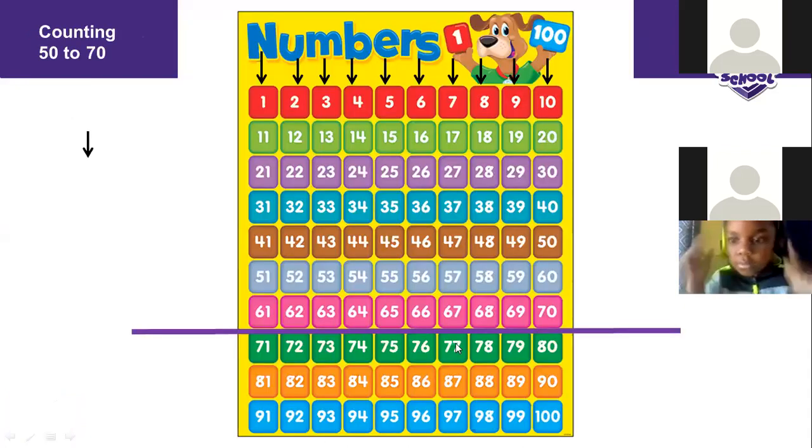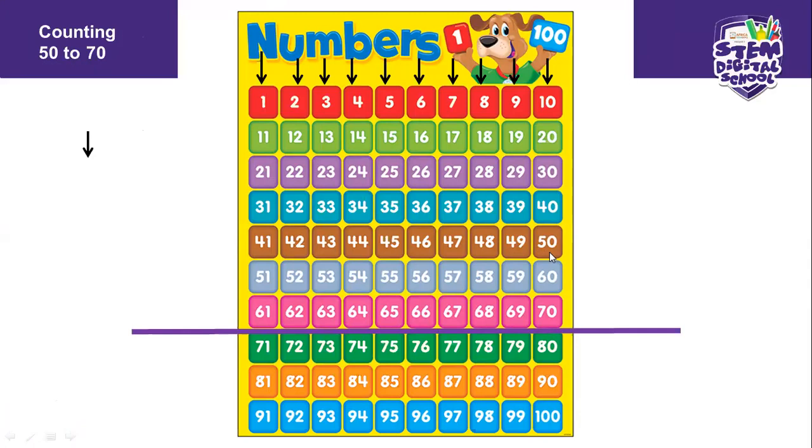Okay, let's see. Now let's do our number gymnastics. All right. So we are counting from 50 to 70. Where is our 50? There is our 50. There's my cursor there. So ready, go. 50, 51, 52, 53, 54, 55, 56, 57, 58, 59, 60, 61, 62, 63, 64, 65, 66, 67, 68, 69, 70. Well done, grade ones.